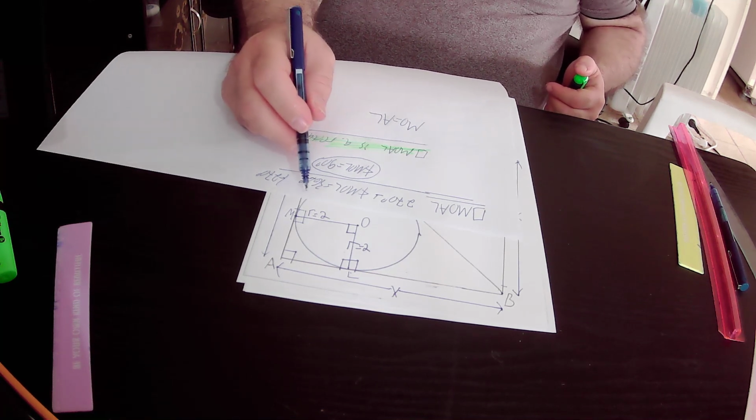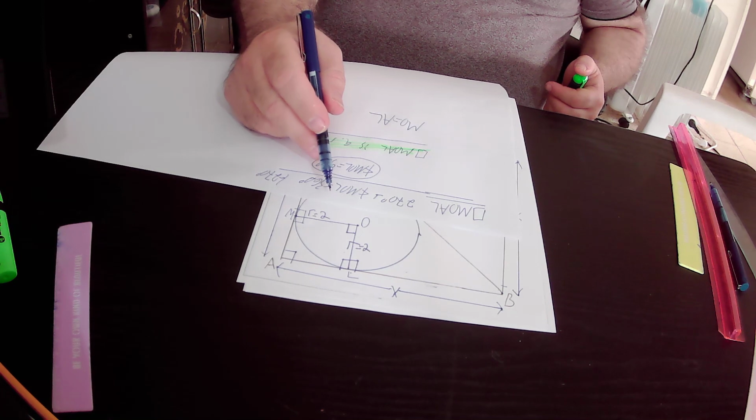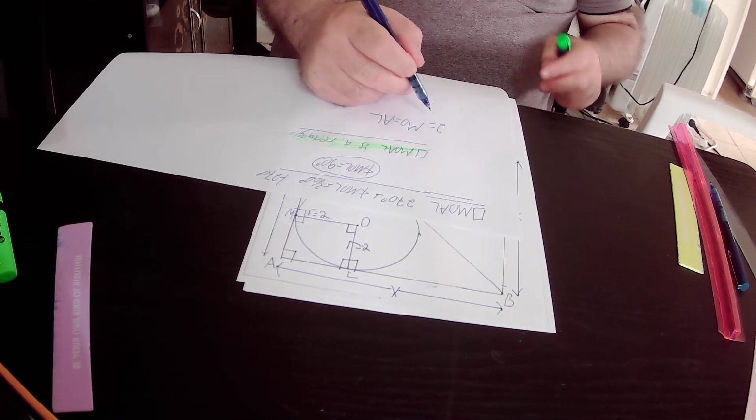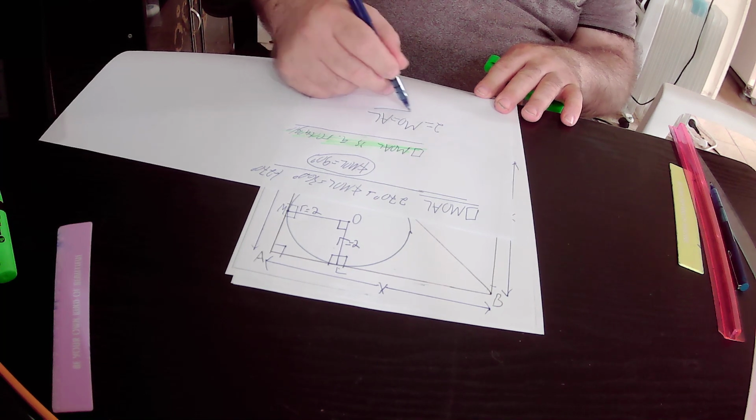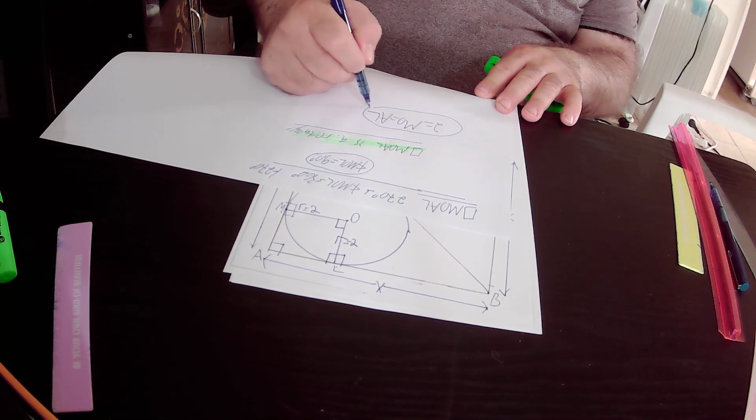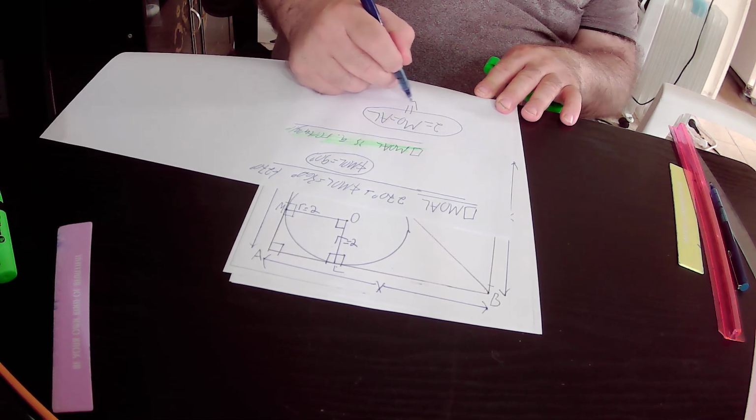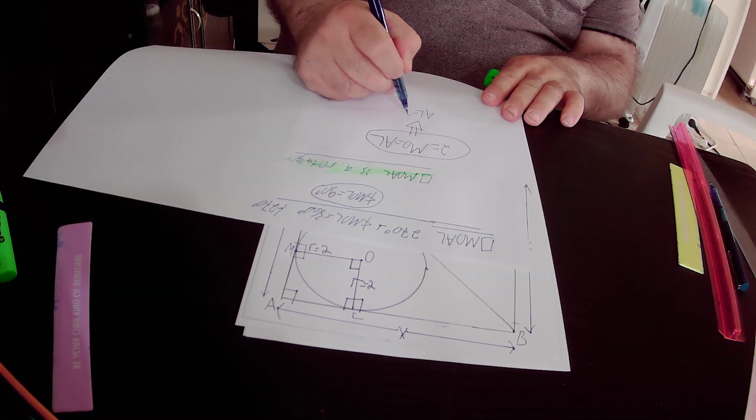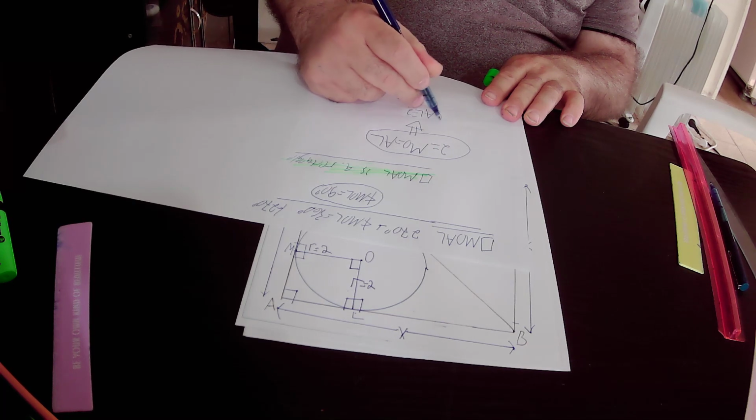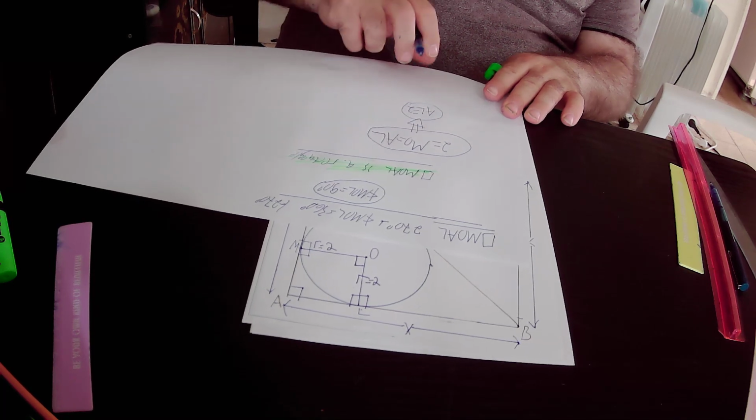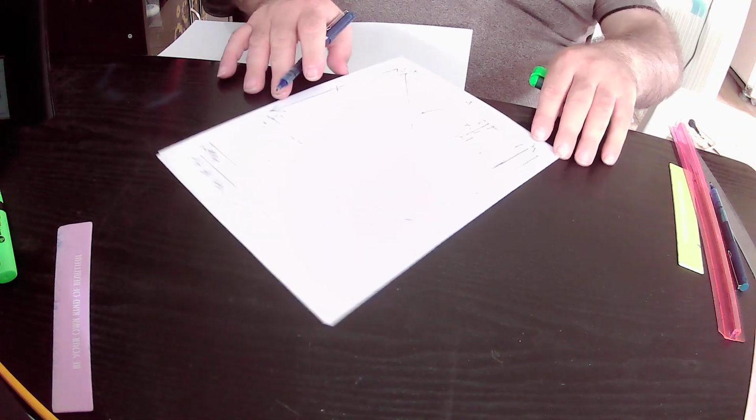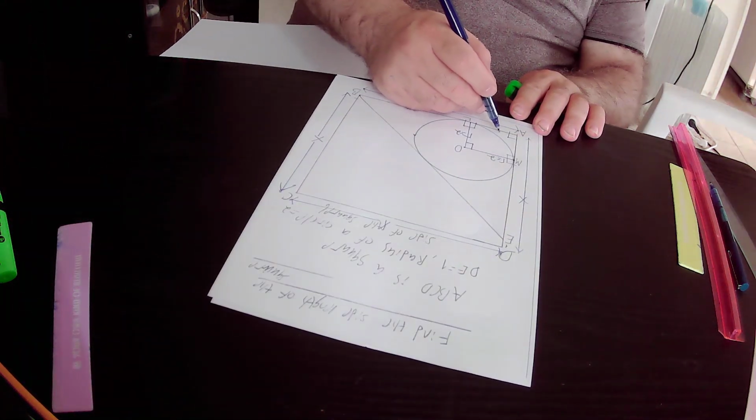But we already found out that MO equals 2 units. It is the radius of the circle. So we can write here that MO equals 2. And from this equation, 2 equals MO equals AN, we derive that AN is also equal to 2 units. So we can write here that AN equals 2 units.